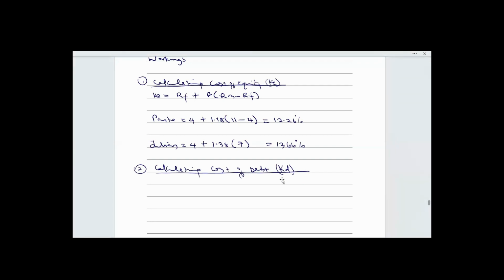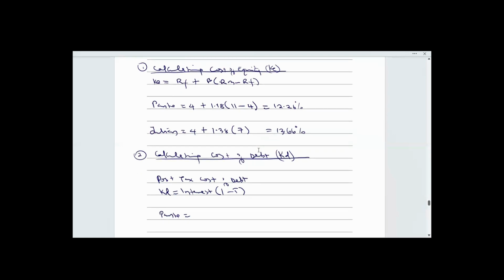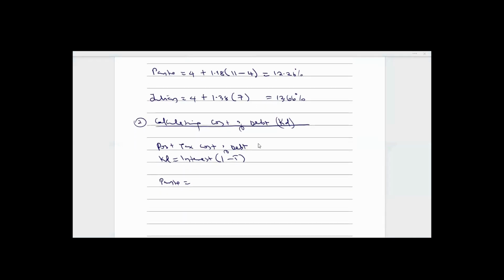So I will then say KD. I need to calculate after-tax, or post-tax, cost of debt. So KD will be equal to interest multiplied by 1 minus tax rate. For Panto, the interest rate is 6%. So here it will be 6 multiplied by a tax rate of 30%, so we have to account for 70%. So multiply by 0.7. 6 multiplied by 0.7 is 4.2%.